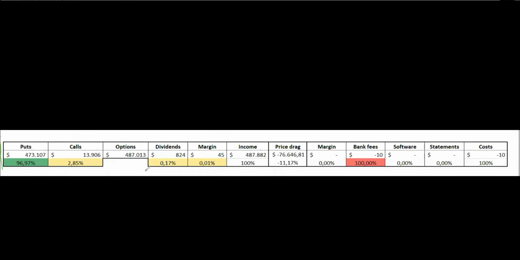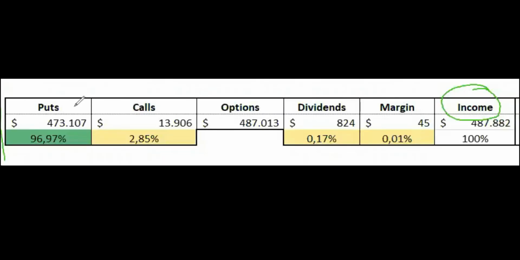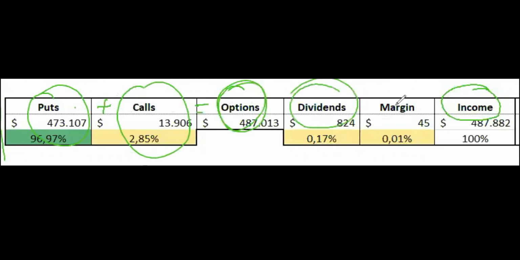In this little table here, we have a summary of all the income that we have received so far and all the costs that we have incurred so far. Income: we have put income and call income, adding both together, we have options income. We also have dividends from the shares that do pay dividends. And this margin is the interest earned on the cash that we have in the account. Adding options, dividends, and margin, we come with a total figure, in this case, of 480,000.